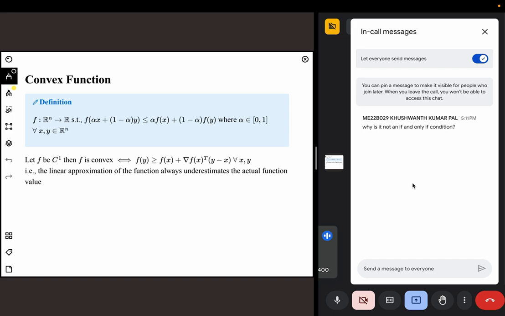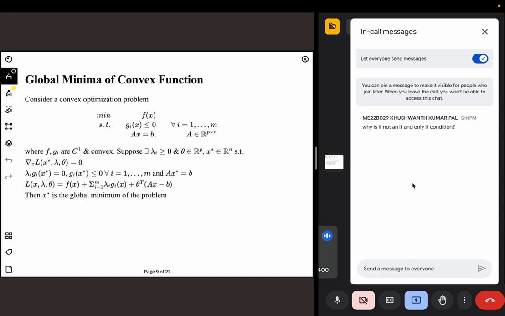You can use a Taylor's expansion and get a similar thing, where you have f of y equals f of x plus some higher order terms. So if you use a linear approximation around a point, then the actual function value will always be greater than or equal to that linear approximation. Or to put it simply, you can add one more term, the second order derivative. So the Hessian comes into the picture, and that Hessian will always be positive semi-definite. So this is a criterion to check whether a function is convex or not.